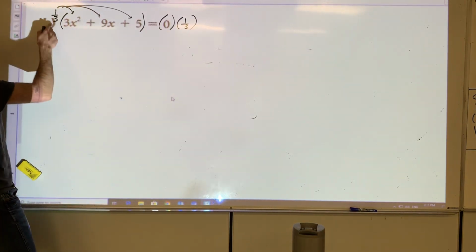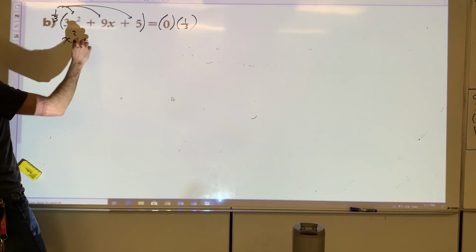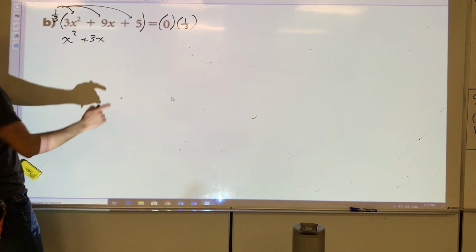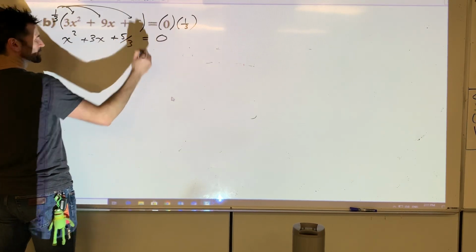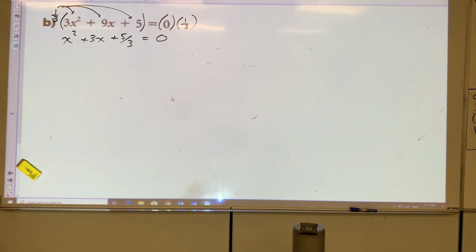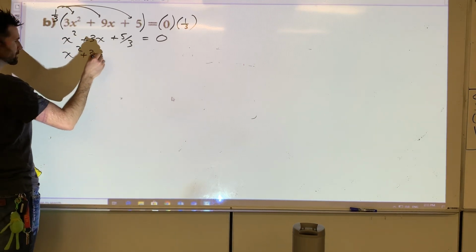Alright, so a third times 3 just gives me 1, so I get x squared. 9 times a third is 3, so you get 3x. And then, look at this, you get 5 thirds. So yeah, sometimes you get some nasty fractions. Now, we're going to move that over there. Alright, so we're completing the square now.